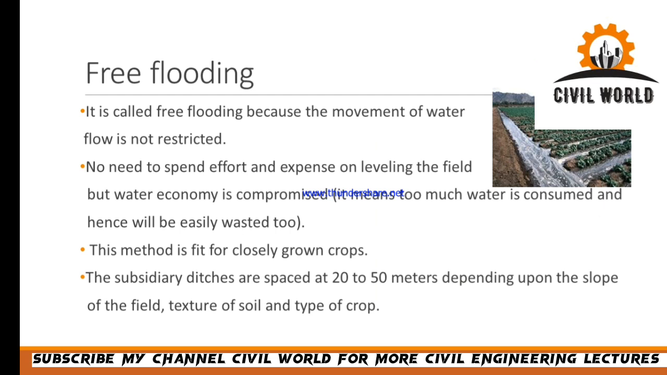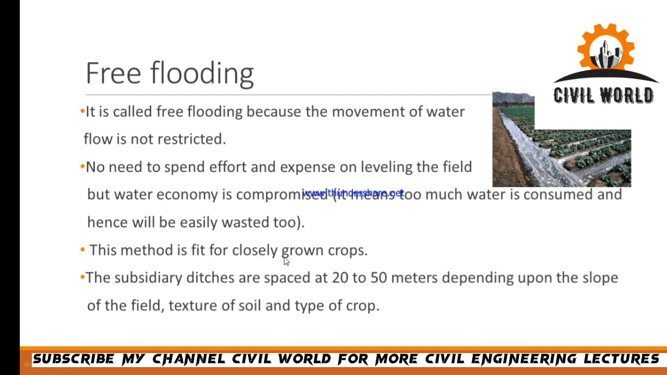Free flooding is called free flooding because movement of water is unrestricted, right? It is not restricted. बहुत खुले तरीके से पानी apply किया जाता है. There is also a picture taken from a real-time scenario. No need to spend effort and expense on leveling the field. No leveling of the field is required. You just apply water. So उसका क्या नतीजा है कि water economy will be compromised, यानी बहुत ज़्यादा पानी अप्लाई होगा तो कुछ ना कुछ वेस्ट, बल्कि काफ़ी सारा वेस्ट भी हो सकता है. It has been mentioned: too much water is consumed and hence will be easily wasted.